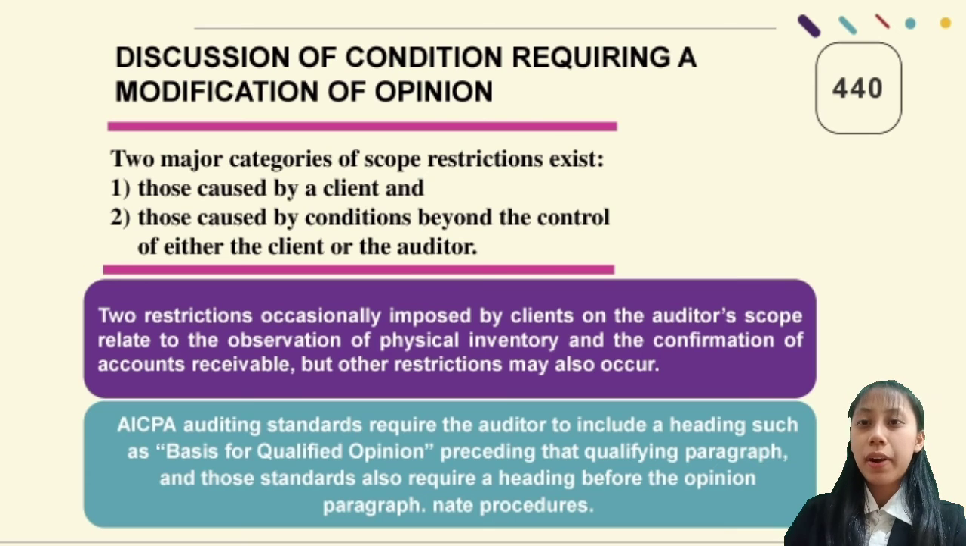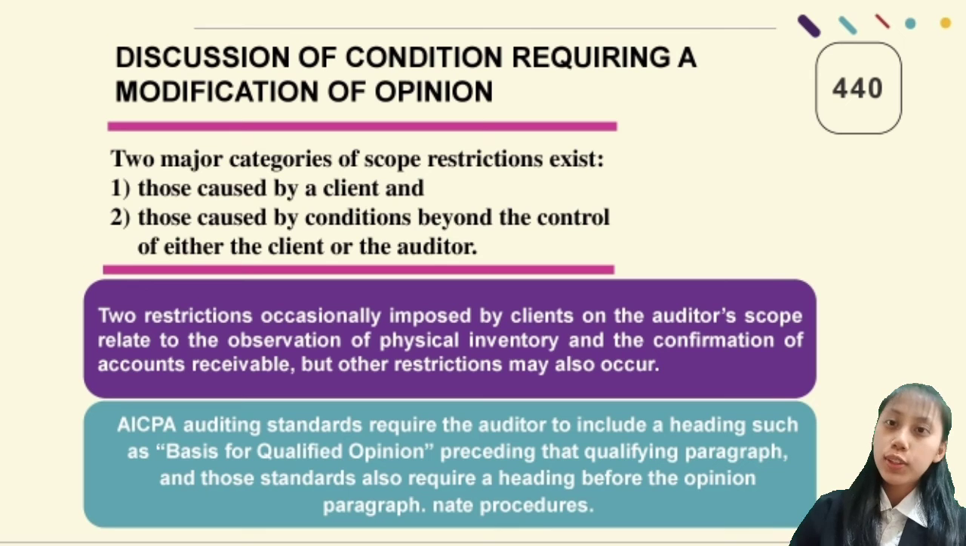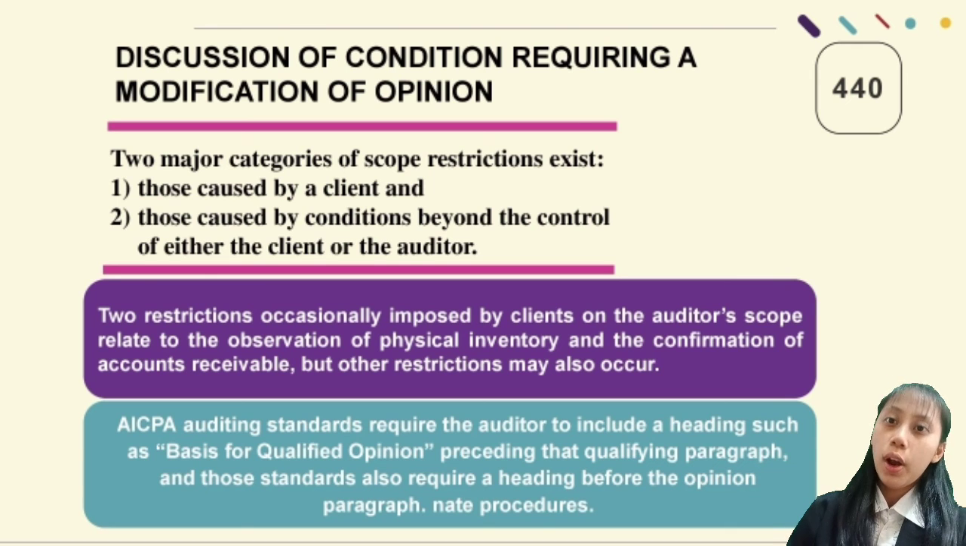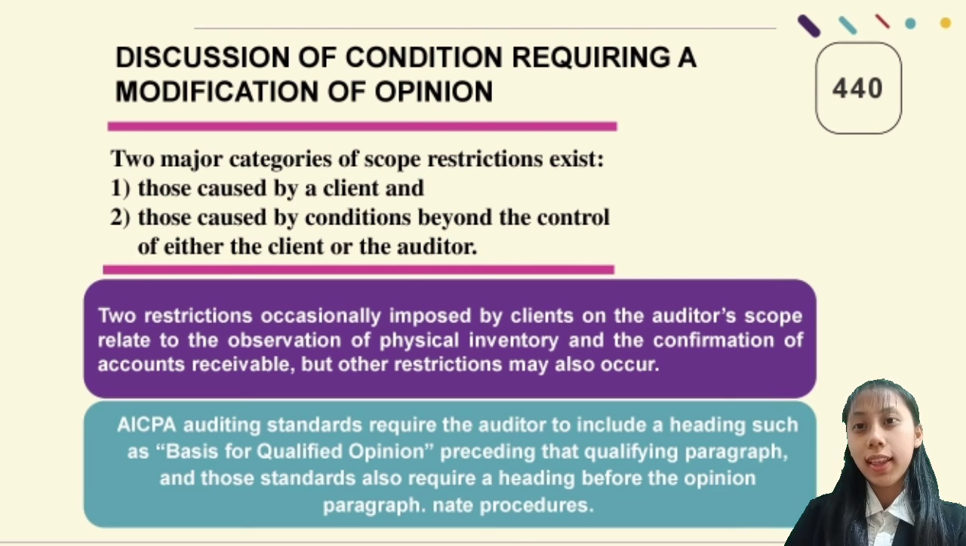So the first paragraph is modified slightly to say, we were engaged to audit and so on. This first paragraph on the auditor's responsibility is modified to indicate that the auditor was not able to obtain sufficient appropriate evidence to express an audit opinion.